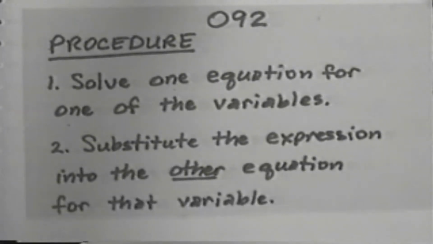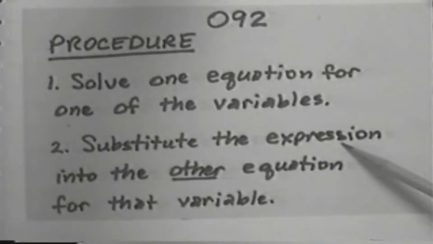Step 2, substitute the expression into the other equation for that variable. When you solve an equation for one of the variables, you will get an expression. This is the expression that you substitute. And this step is the step that gives this method its name, the substitution method.